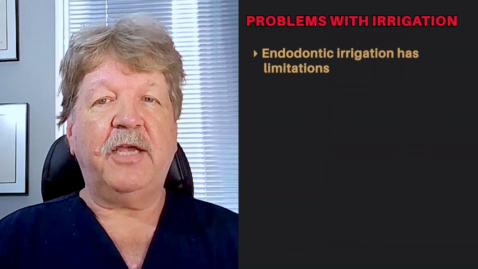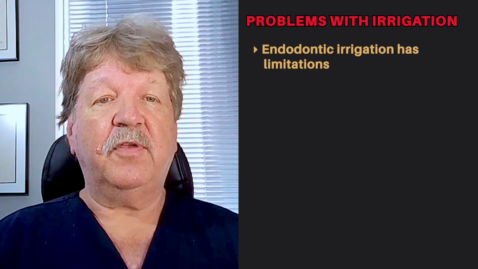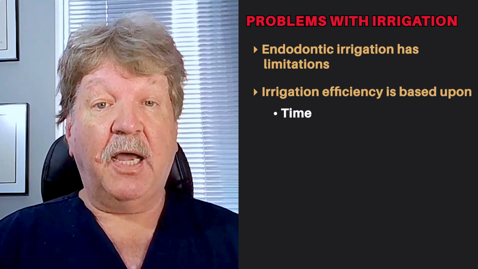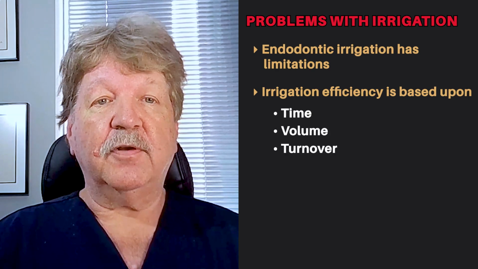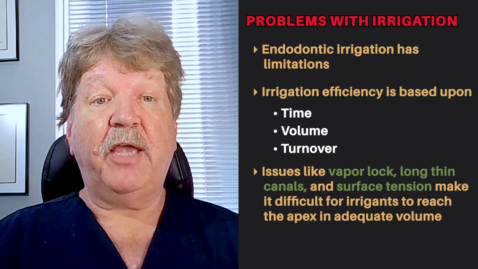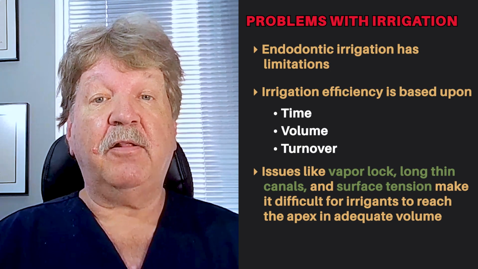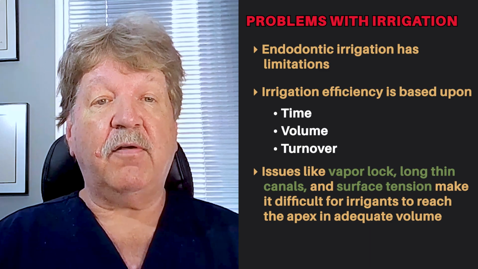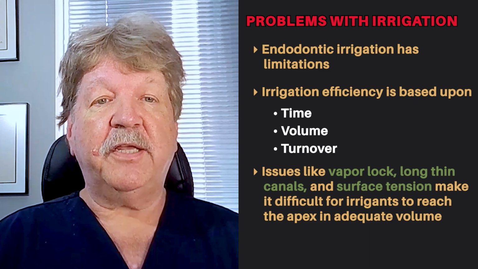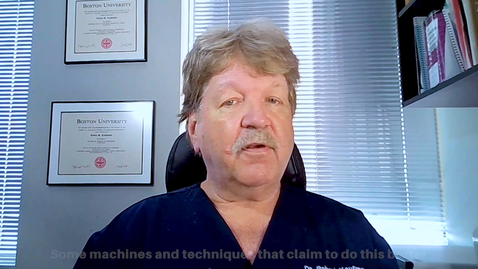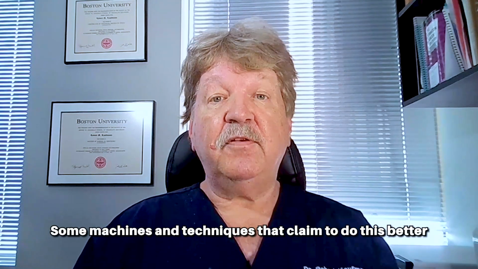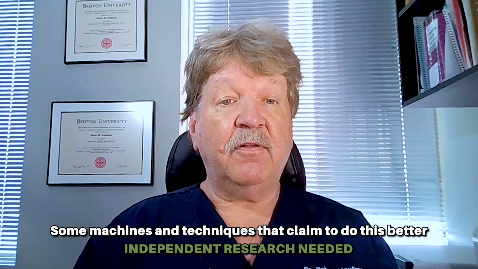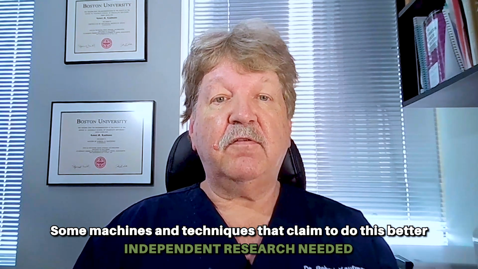We know that endodontic irrigation, with whatever technique that you use, has its limitations. Irrigation efficiency is based upon time, volume, and turnover. Vapor lock, which is the creation of an air bubble at the end of the prepared canal, long, thin canals, and even the surface tension of the solutions themselves make it difficult for irrigants to reach the apex in adequate volume. Yes, there are some machines and techniques that claim to do this better, but research, not supported by the manufacturer, paid consultants, and anecdotal evidence is what is needed.